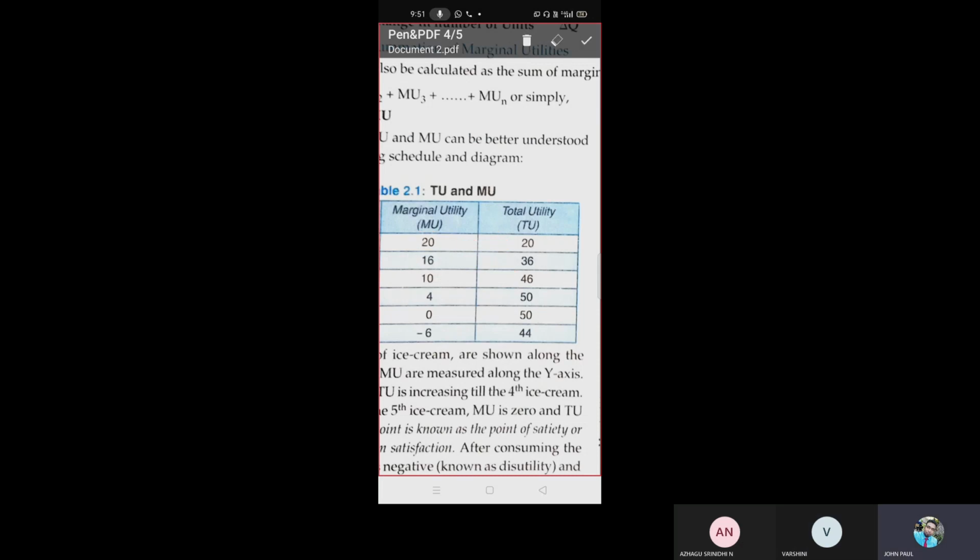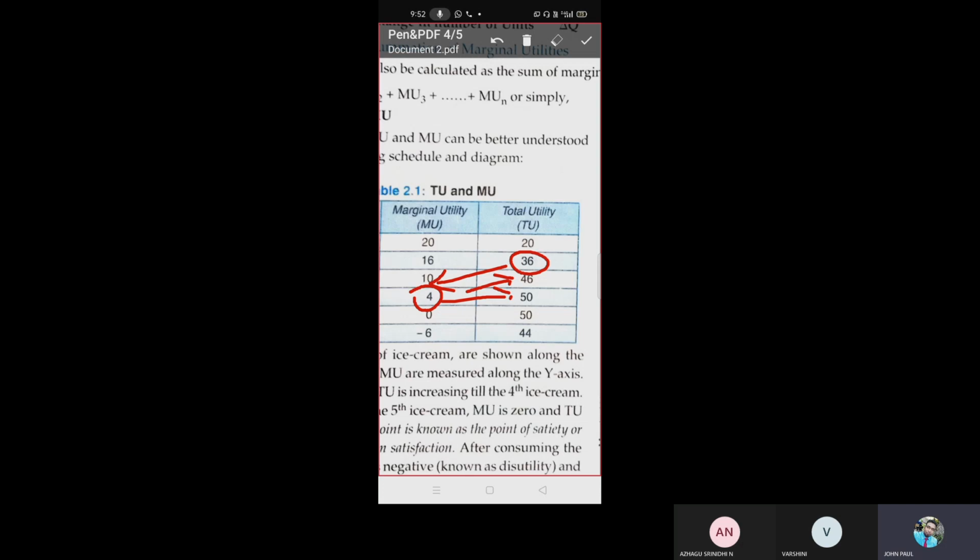Now what happened in the third round? Now in the third round I got 10 satisfaction, that is marginal utility. So 36 plus 10, that is 46. Got it? You can see this, 36 plus 10, 46. Now what happened in the fourth round? I went to the fourth round. I had ice cream. That time the marginal utility will be 4. So 46 plus 4, how much? 50.